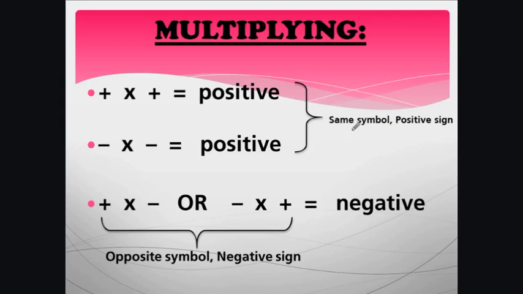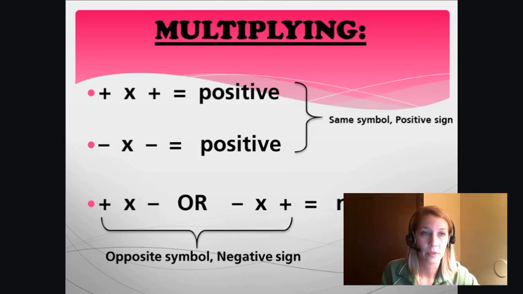When we are multiplying the same symbol, we are going to have a positive sign. So think, the same is always going to be positive. When they are different symbols, it's always going to be negative. So for example, a positive times a positive is going to equal positive, and a negative times a negative is going to be a positive. Same symbol, positive sign. But when they are different, positive times a negative or a negative times a positive, it's always going to be negative. So let's take a look here at some examples.